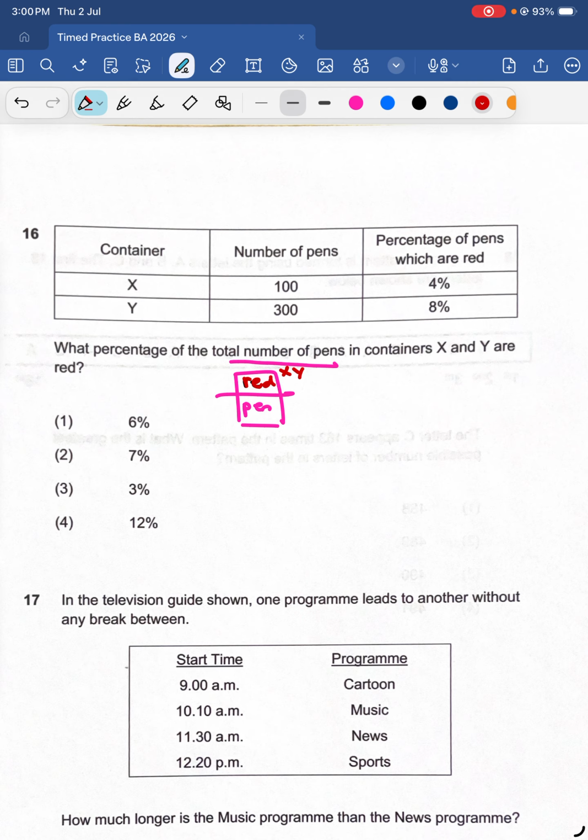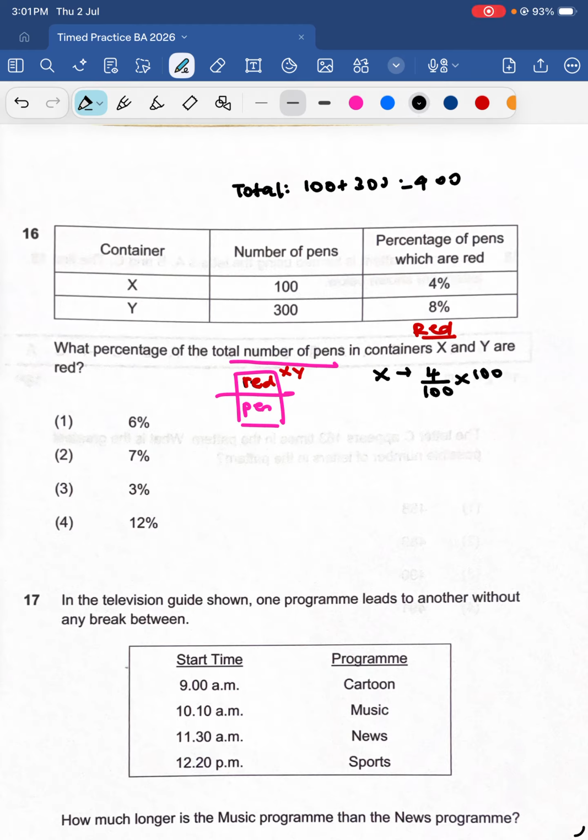Okay, so at least I know. Let's find the total first. Total 100 plus 300 gives me 400. But I need to find out exactly in X how many red pens there are. So let us find out.